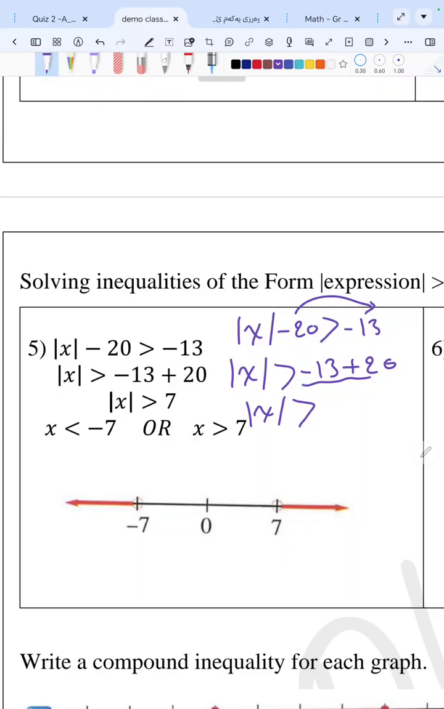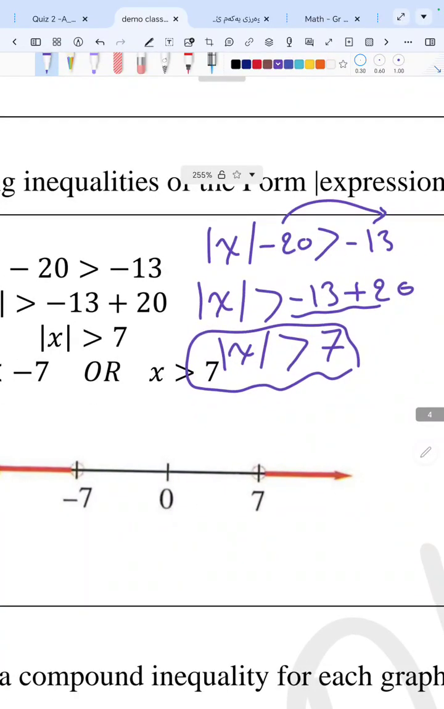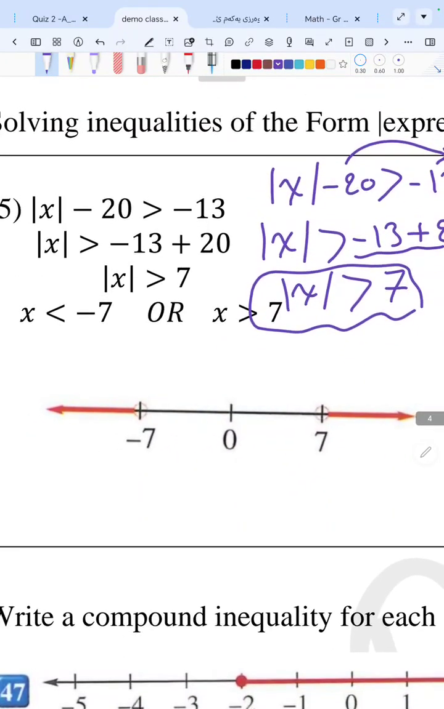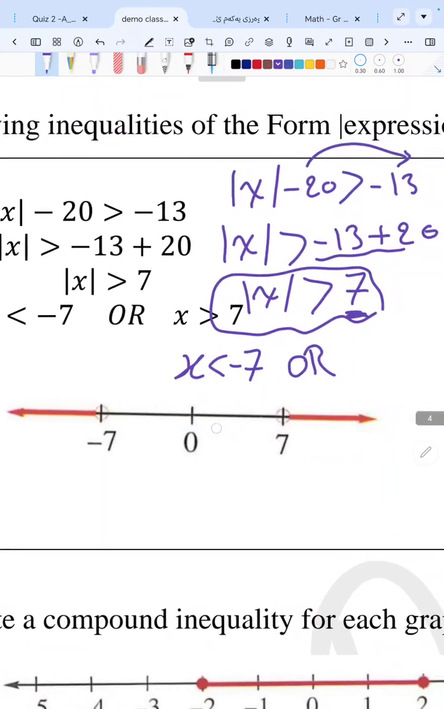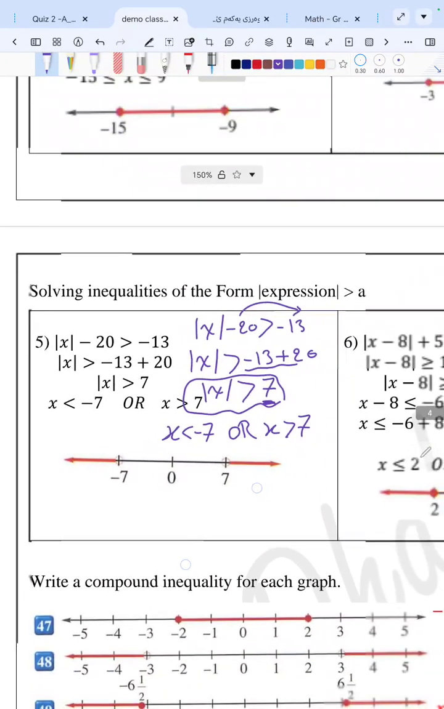Different signs. Subtract them. Follow the greatest value. The greatest one is positive. It's 20. So it will be 7. Positive 7. Now, can I decide it? It's and or it's or? Yes, it faces the absolute value, so it will be or. We will say x is less than negative 7, or x is greater than 7.